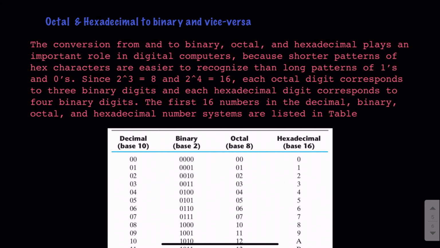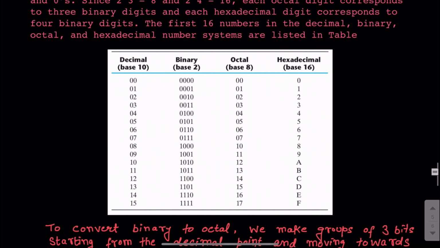So to do this, we need to understand one thing, that since 2 to the power 3 is equal to 8 and 2 to the power 4 is equal to 16, each octal digit would correspond to 3 binary digits, and each hexadecimal digit would correspond to 4 binary digits. So to understand this line, I can focus on this particular table.